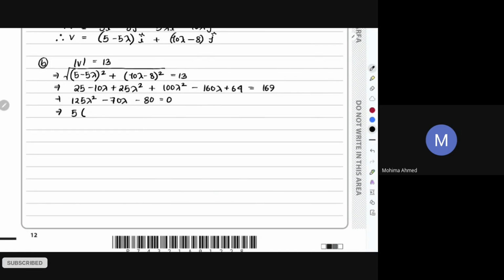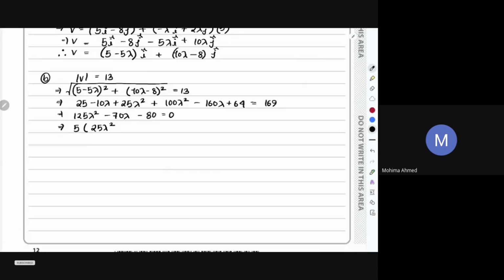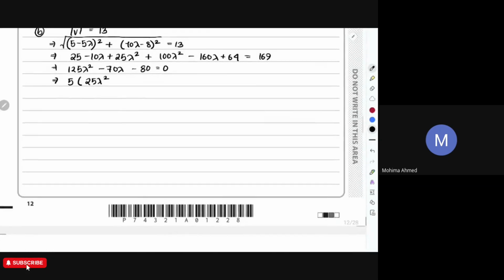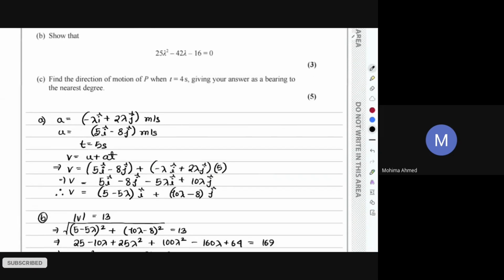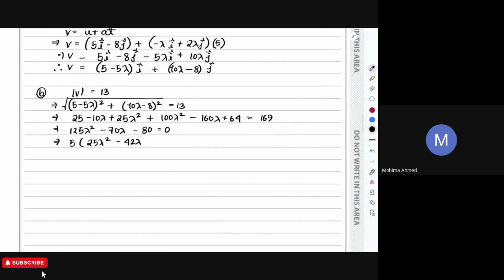It's going to be 125 over 5, which is actually 25 lambda square. 70 over 5 is your 42. So 70 over 5, right? We are getting 42 in here. So let me see what is wrong over here.